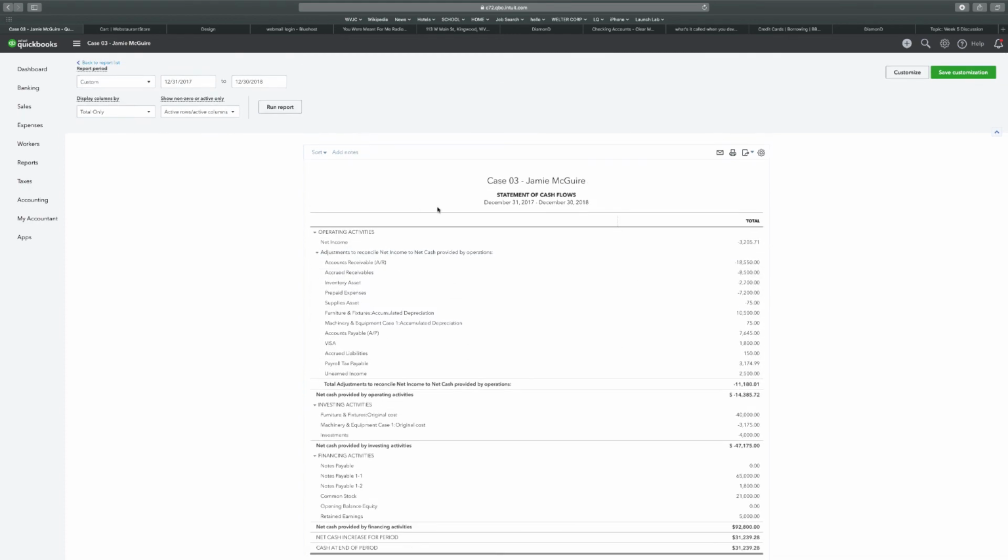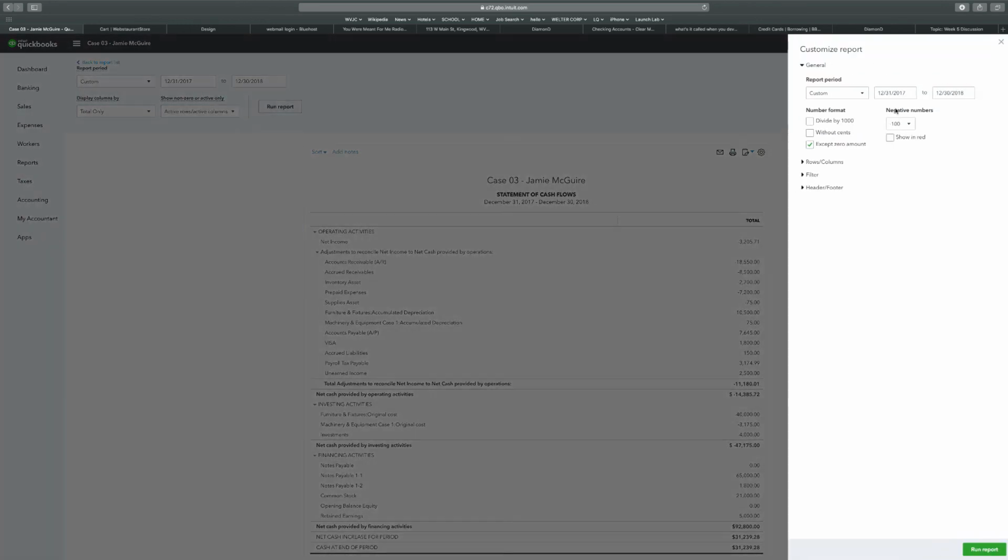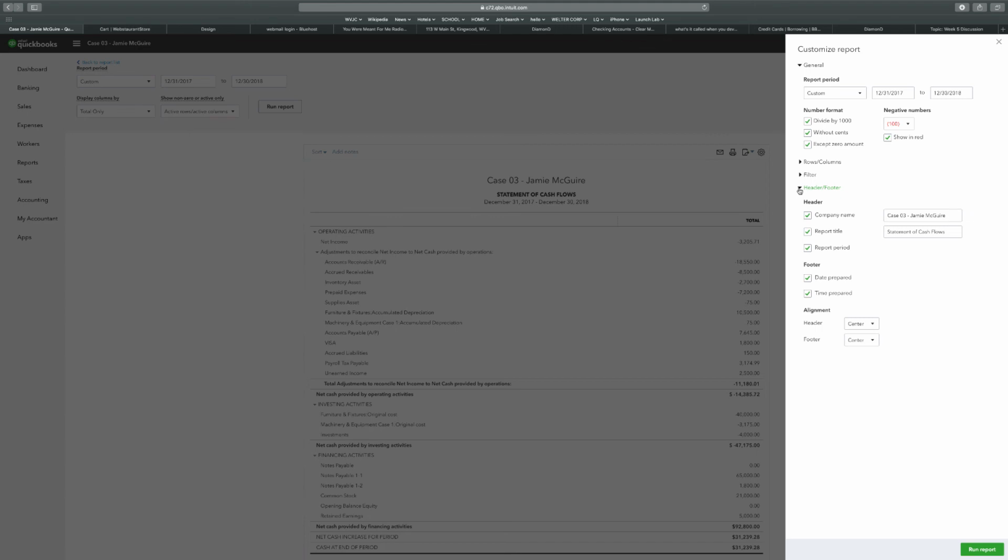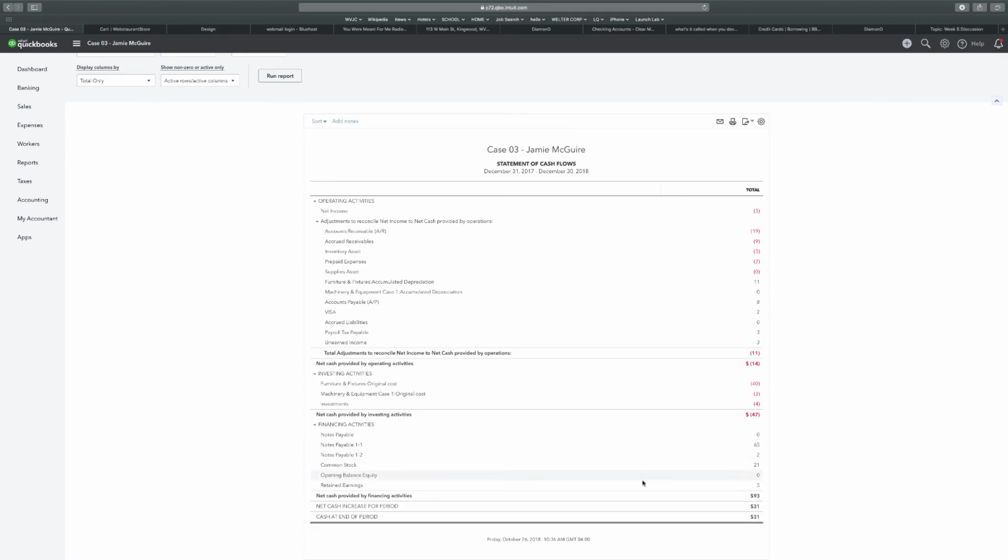But so to customize this, we can go to days, months, quarters, and so on, just like we had before. Customize it up here, get rid of the decimal places, get rid of the pennies, show it in red, change the date, change the heading, add filters, stuff like that. Once we select what we want, we click Run Report.